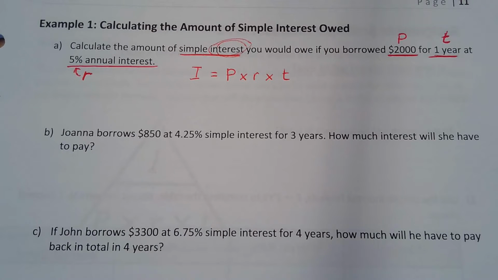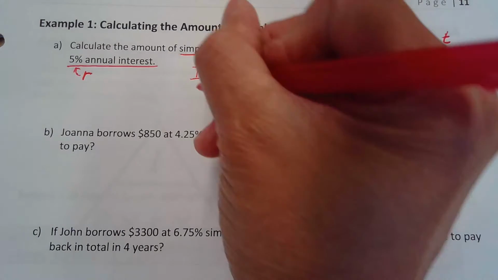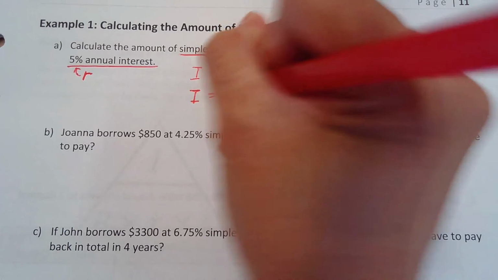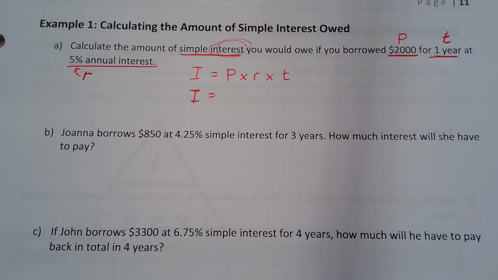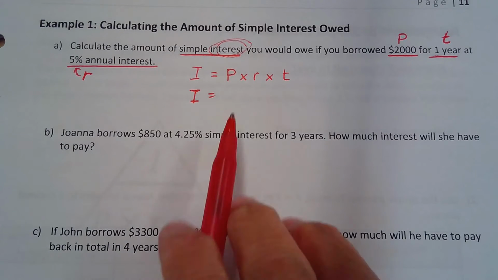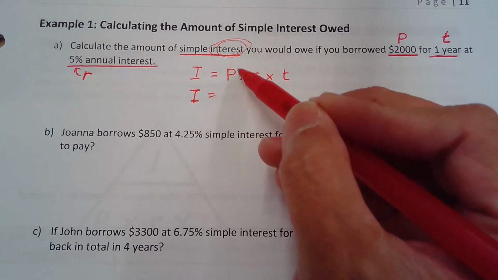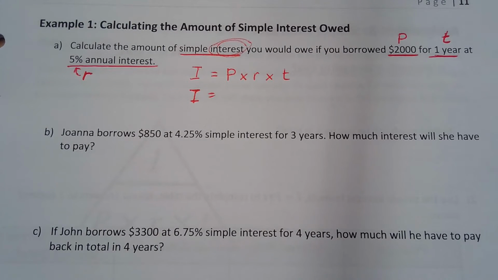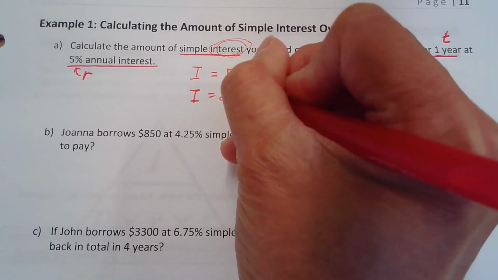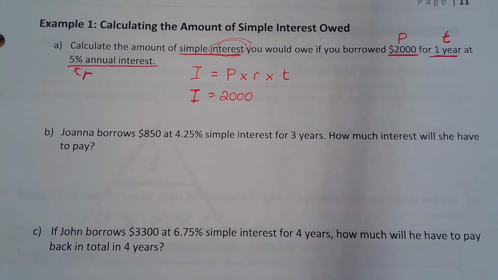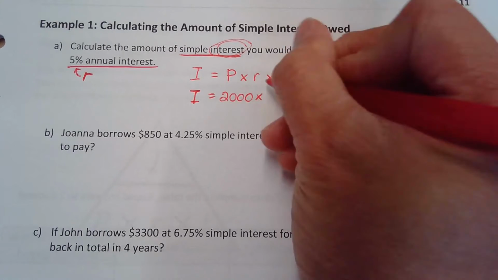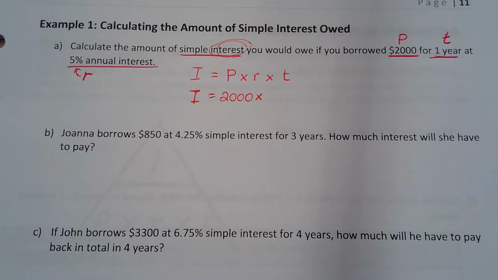So, what do we know? Do we know what the I is? No, we don't know what the I is. So, we're going to put I right there. We don't know what the I is, we'll leave it as I so we don't lose it. Equals. What's the value for P? 2,000. So underneath that, we're going to put 2,000. Times R, interest rate. What's our interest rate?